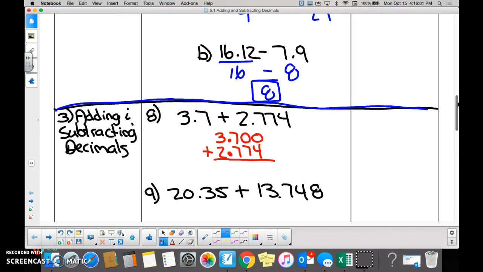And then I'm going to do my math. 0 plus 4 is 4, 0 plus 7 is 7, 7 plus 7 is 14, put on the 4, carry the 1. So we talked about carrying in our vocab is bringing over to the next place value, or bringing 1 unit over to the next place value.